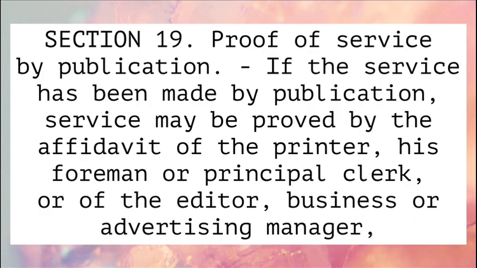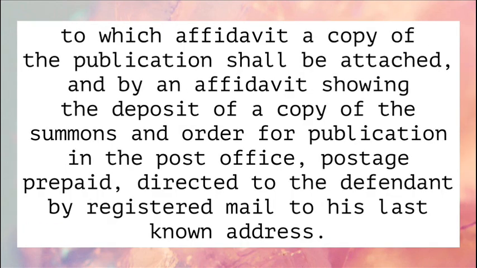Section 19. Proof of service by publication. If the service has been made by publication, service may be proved by the affidavit of the printer, his foreman or principal clerk, or of the editor, business or advertising manager, to which affidavit a copy of the publication shall be attached, and by an affidavit showing the deposit of a copy of the summons and order for publication in the post office, postage prepaid, directed to the defendant by registered mail to his last known address.